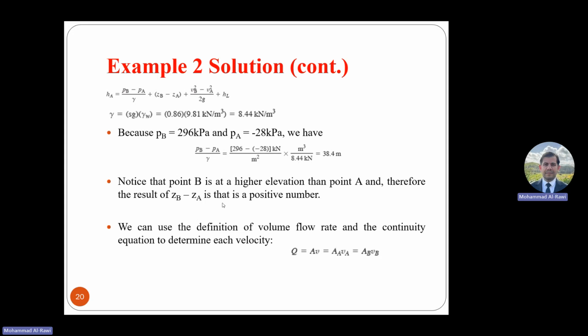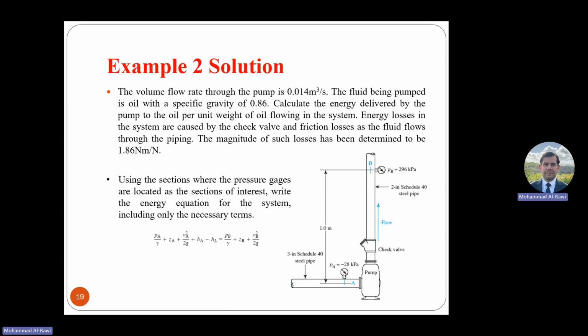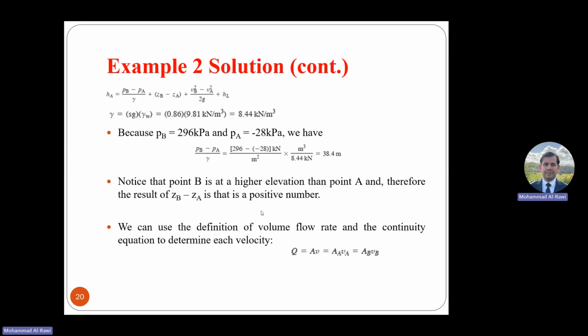Z, if you look at it between B and A, is given as one value. If this is the reference point at 0, going up is 1 meter, so it's a positive number. Therefore, we can use the definition of the continuity equation, Q equals AV, so AA VA equals AB VB.